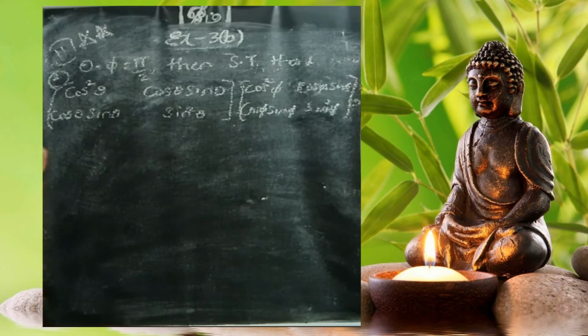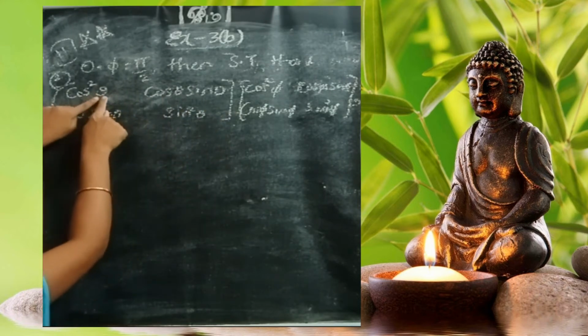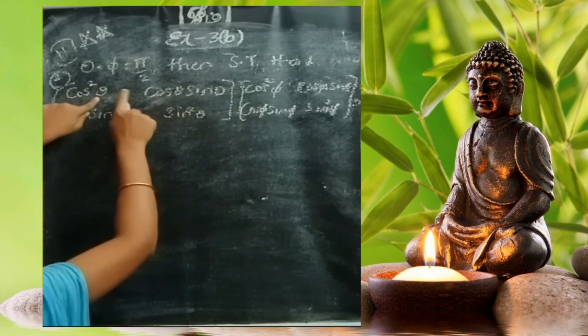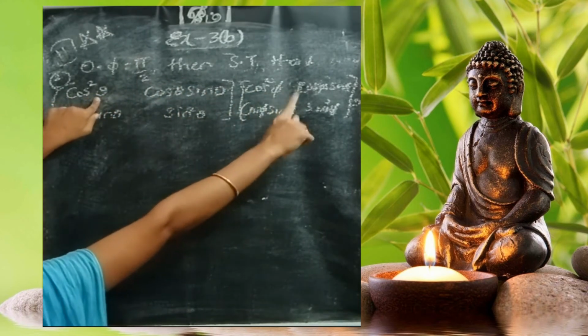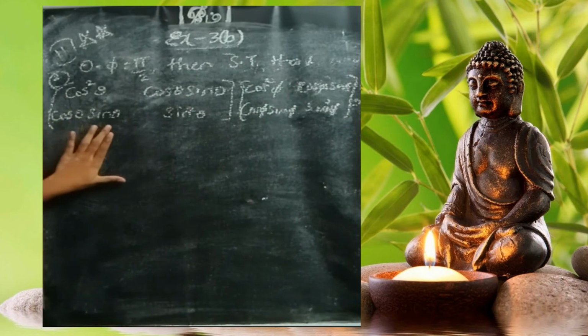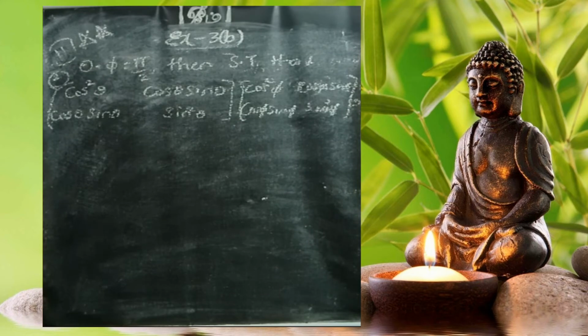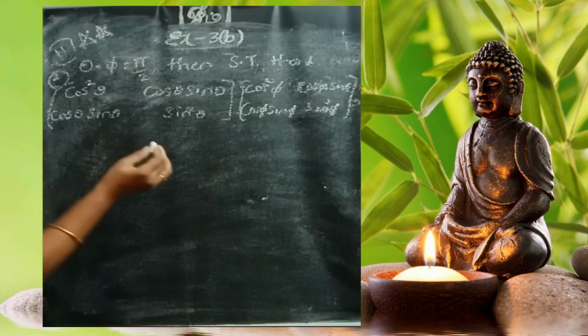See here there is a difference between two matrices. Here theta and here pi for everything. Cos theta, sin theta, cos pi, sin pi, cos theta, sin theta here also. Using it between theta and pi. Okay, now we have to multiply.